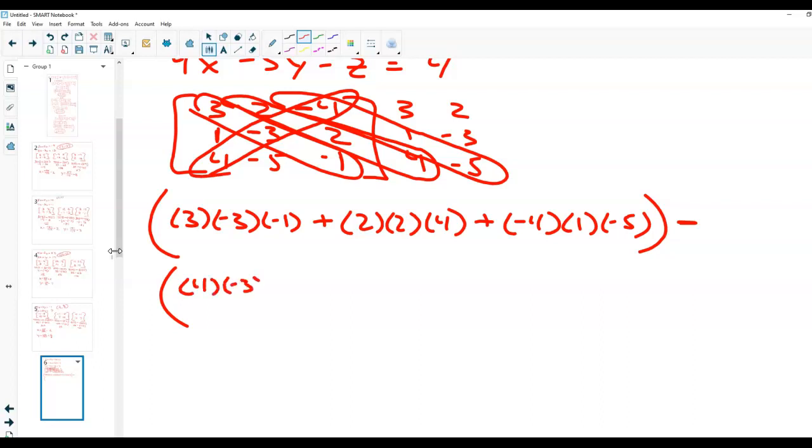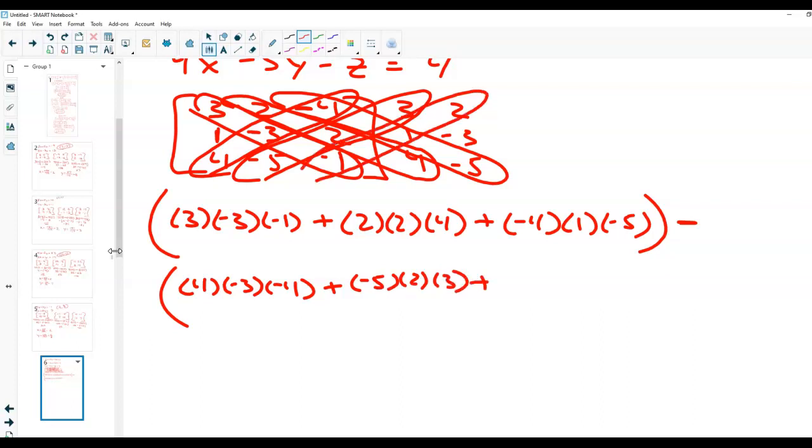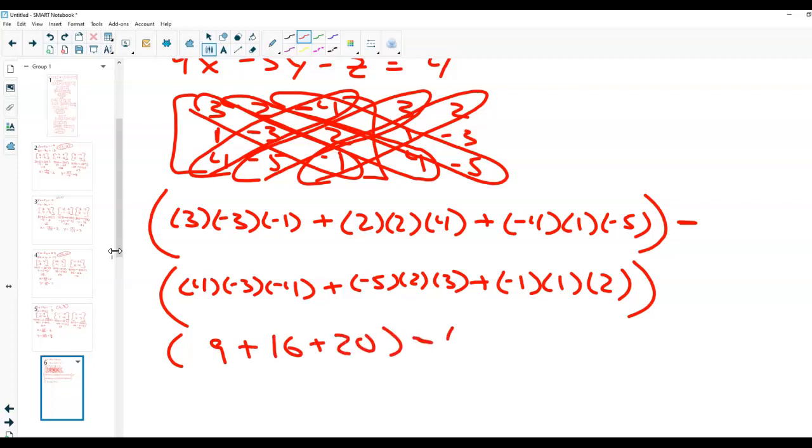4 times -3 times -4 plus -5 times 2 times 3 plus -1 times 1 times 2. Well, in the top parenthesis, it's 9 plus 16 plus 20. Minus, in the bottom parenthesis, we get 48 minus 30 minus 2.